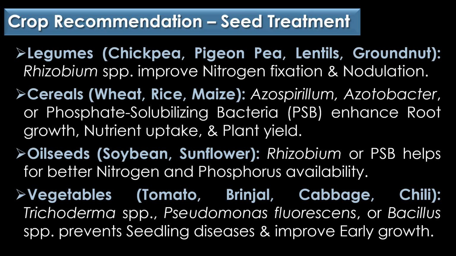For oilseeds like soybean and sunflower, seed treatment with Rhizobium or phosphate solubilizing bacteria helps for better nitrogen and phosphorus availability. For vegetables, the use of Trichoderma species, Pseudomonas fluorescens or Bacillus species prevents seedling diseases and improves early growth.